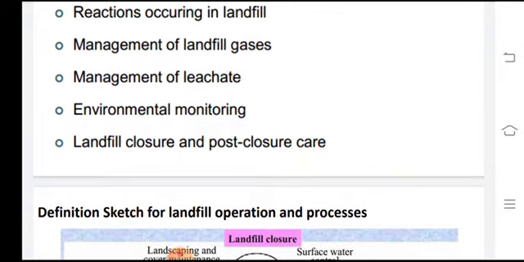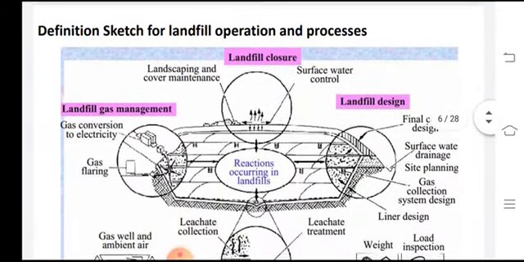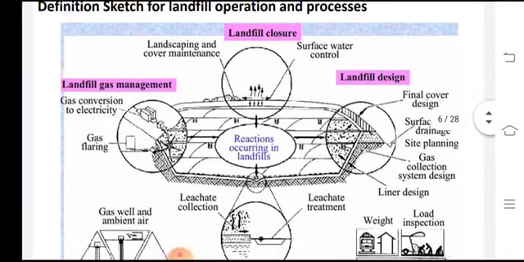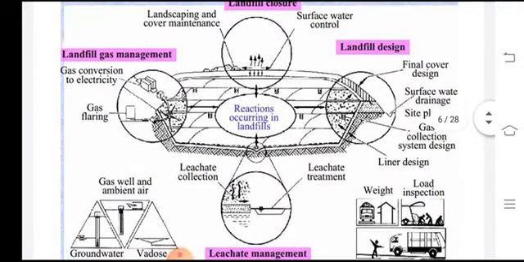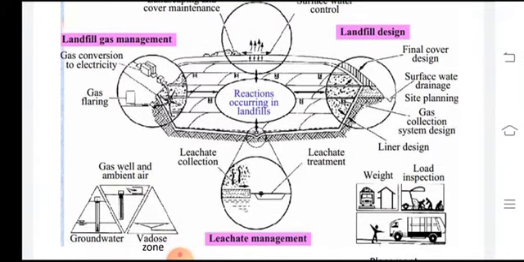Now these are explained by this graphical sketch. This sketch is going to explain all the phenomena as described earlier regarding the different operations carried out at the landfill. So starting with the landfill design, this is the first thing to be done. First of all comes the site planning. Then there should be a drainage facility, there should be gas collection system designing, there should be a liner designing, then there should be a final cover design. These are the design aspects which are required at the landfill facility.